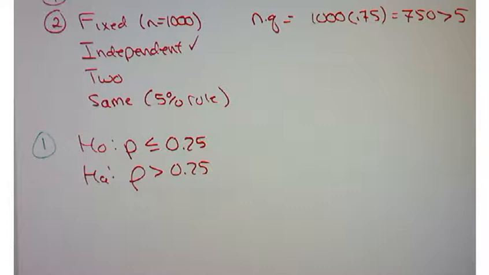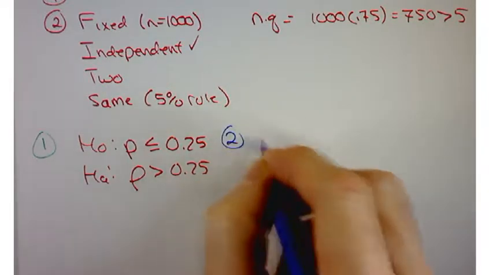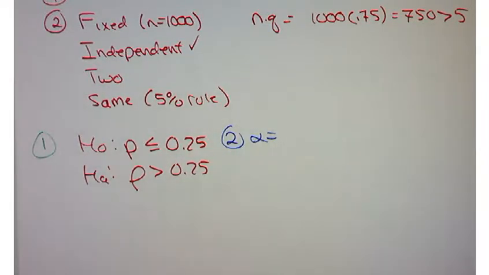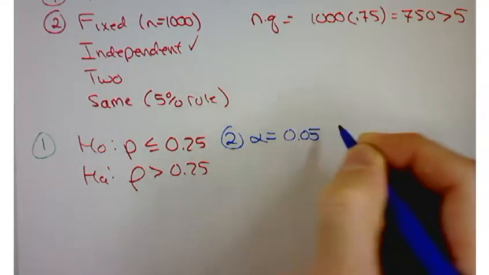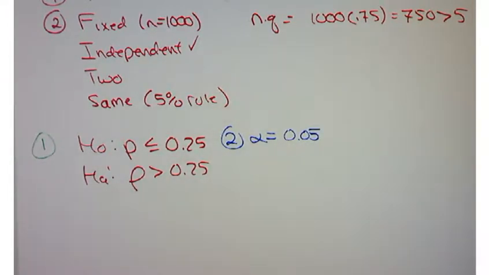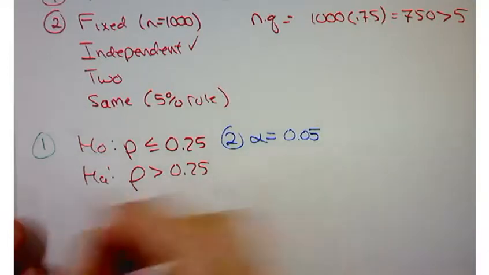Now, the problem is pretty much going to have to tell you what alpha is, or you're going to have to assume a typical value. So, in our case, let's just use alpha as 5%. And that brings us down to the third step in this process.